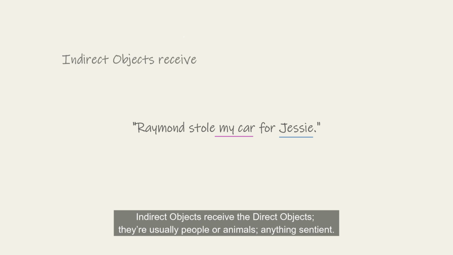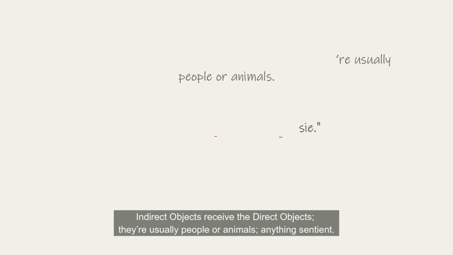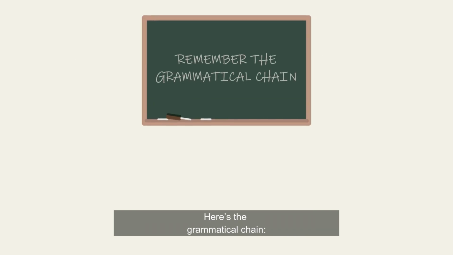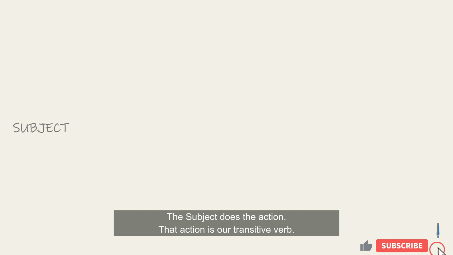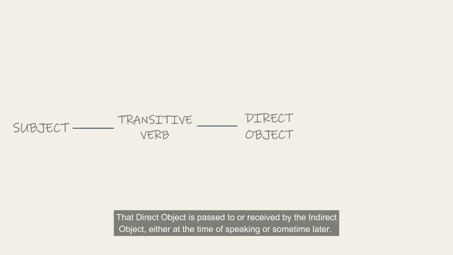Indirect objects receive the direct objects. They're usually people or animals, anything sentient. Here's the grammatical chain. The subject does the action. That action is our transitive verb. The transitive verb results in a direct object. That direct object is passed to or received by the indirect object, either at the time of speaking or sometime later.